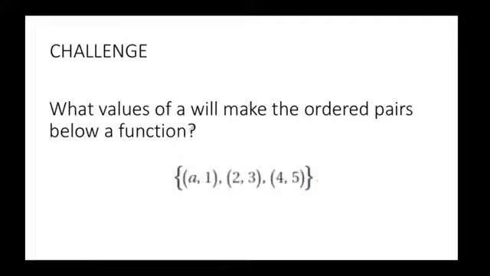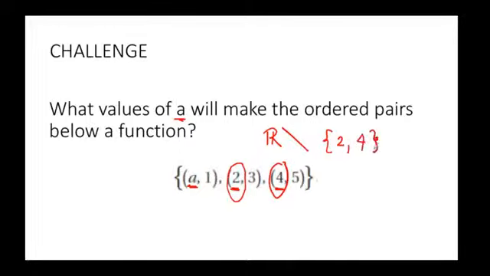Now, challenge. What values of A will make the ordered pairs below a function? In order for this to become a function, there should be no repetition of the first terms. So that means any real number can be a solution, except 2 and 4. So any real number can be a solution except 2 and 4. Because if A is 2, then you would have a repetition of the first number in the ordered pair. The same explanation for 4.